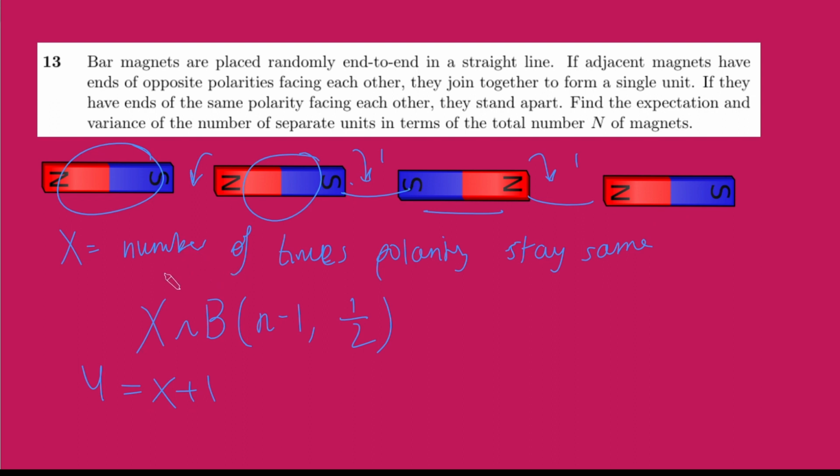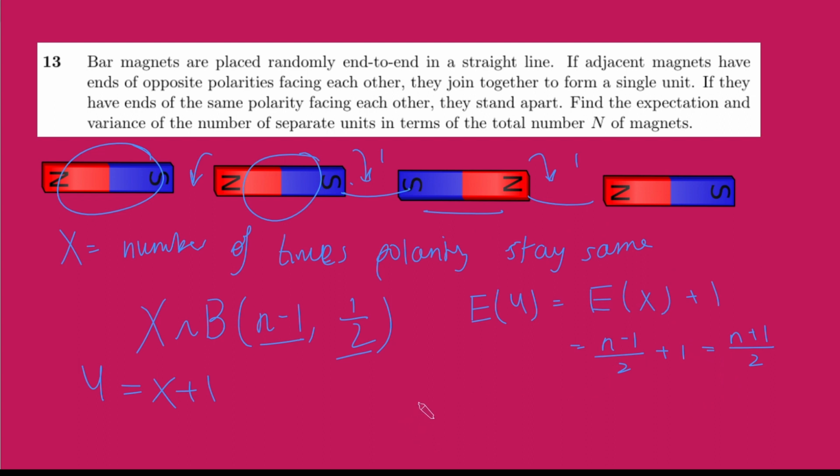On the flip side, if X was n minus 1, so the polarity is the same every single time, then all of these magnets will be individuals, and therefore Y would be n. So this makes sense that Y is X plus 1, and Y is the thing that we're interested in. So we can calculate the expected value of Y. Using the linearity of expectation, this is just the expected value of X plus 1. And since X is a binomial distribution, the expected value of X is just n minus 1 times a half. So this is n minus 1 divided by 2, plus 1, or in other words, n plus 1 over 2. So the expected number of separate units that we generate here would be n plus 1 over 2.